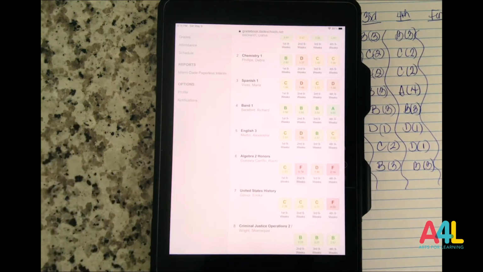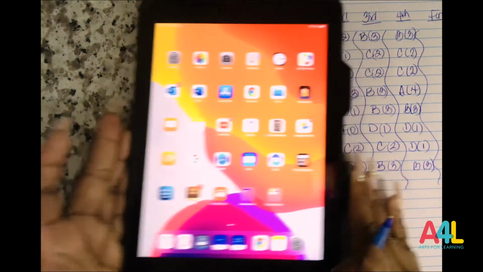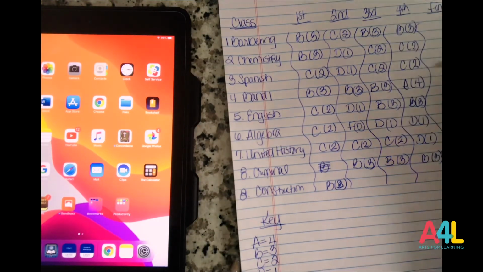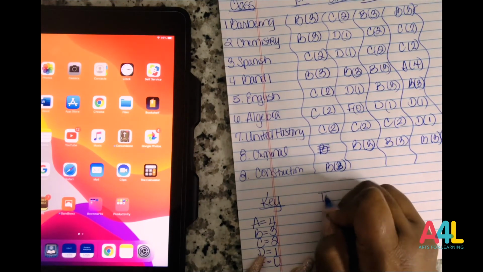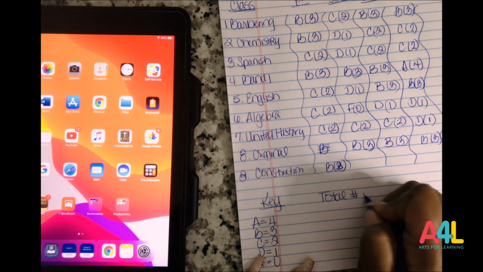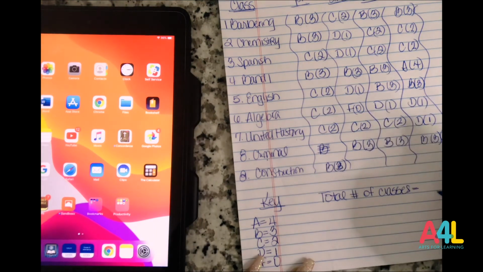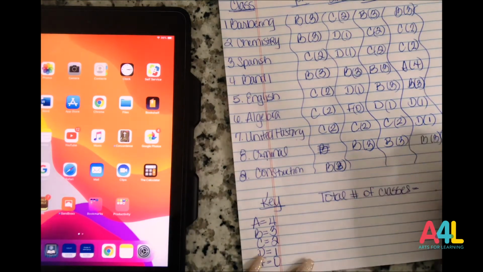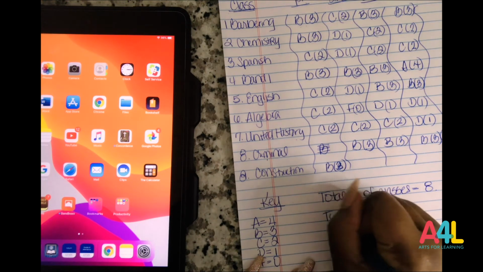Now it's time for us to do math, right? So when it comes down to calculating your GPA, it's important for you to write down the following: the total number of classes. In your case, you're going to write your total. But in this student's case, I'm going to write 8. The total number of points.